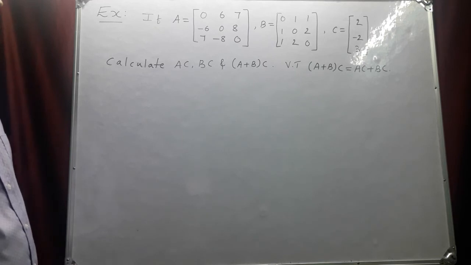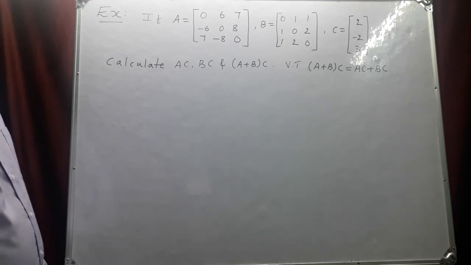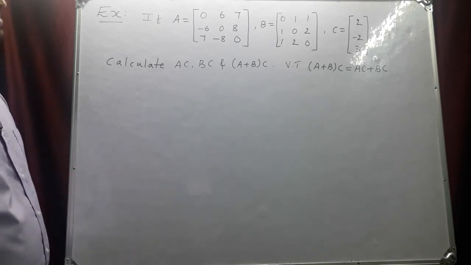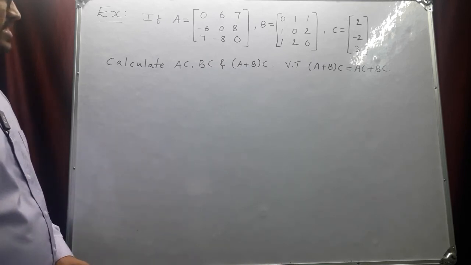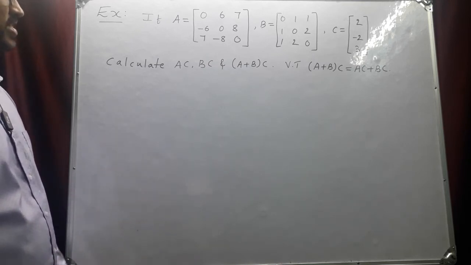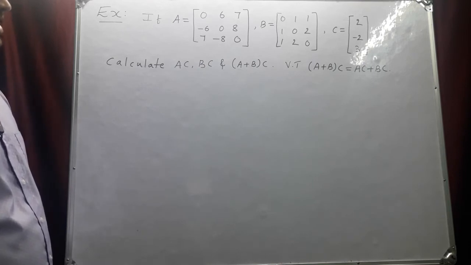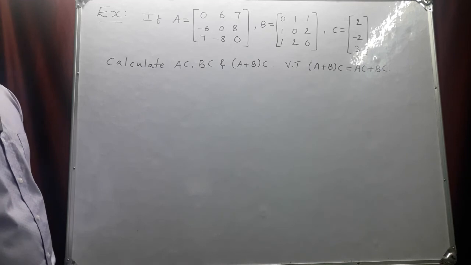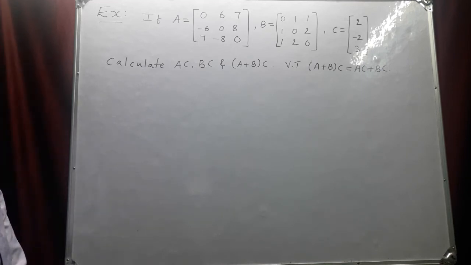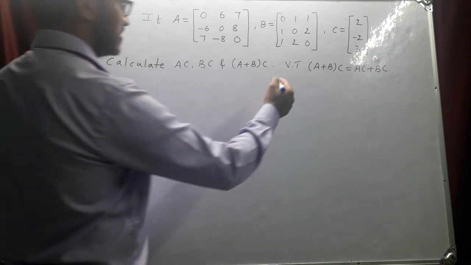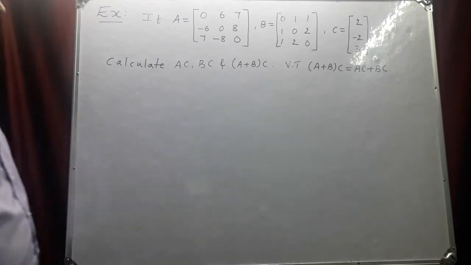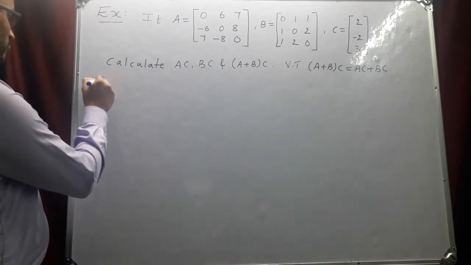Now let us see one more example. They have given three matrices A, B and C. We have to calculate AC, BC and A plus B into C. Also we have to verify that A plus B into C is equal to AC plus BC. So this is on the distributive property. Let us find the solution.